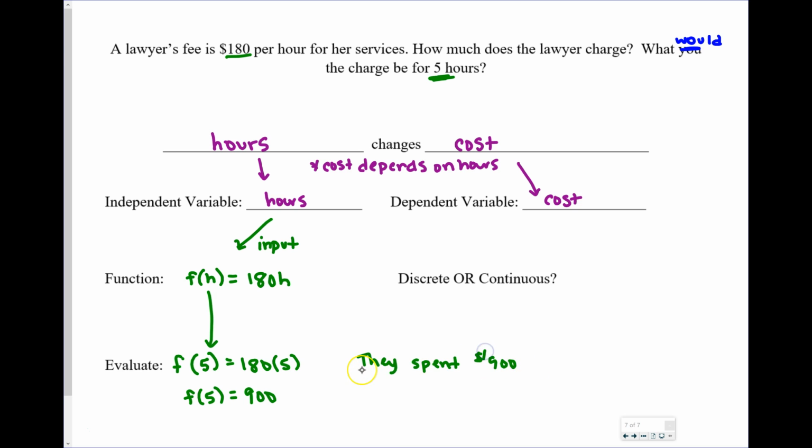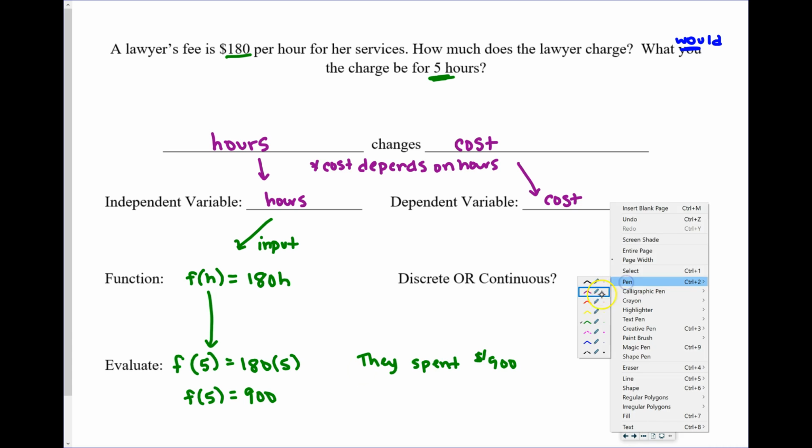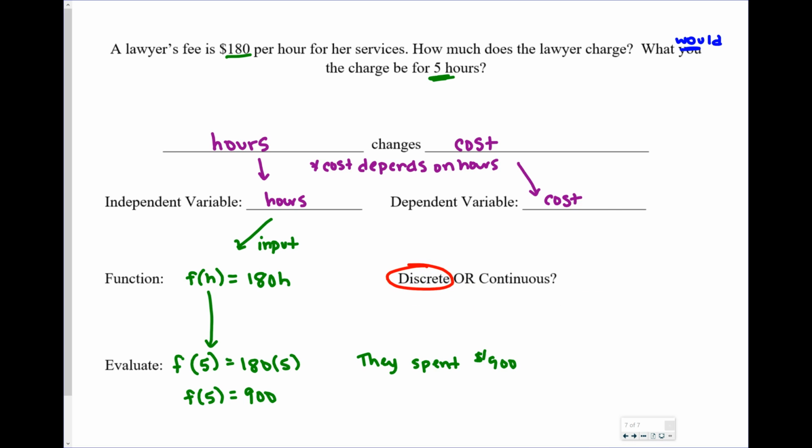So they spent $900 for the lawyer. Now, this also has to be discrete because she's not going to charge for half hours. If you're there for 4.5 hours, she's going to round up to 5. That's usually how these services work. So you can't have half an hour. Now, if you were to argue with me about this and say, oh, she went 1.725, I would find that unrealistic because there's no really good way a lawyer could say it's 1.275 hours and then calculate a charge. It just doesn't make sense in real life for that to happen.